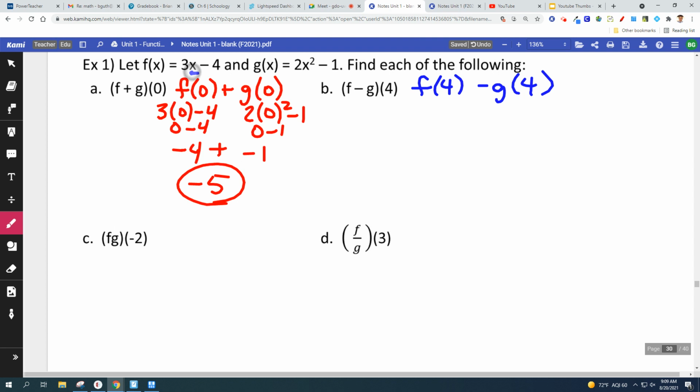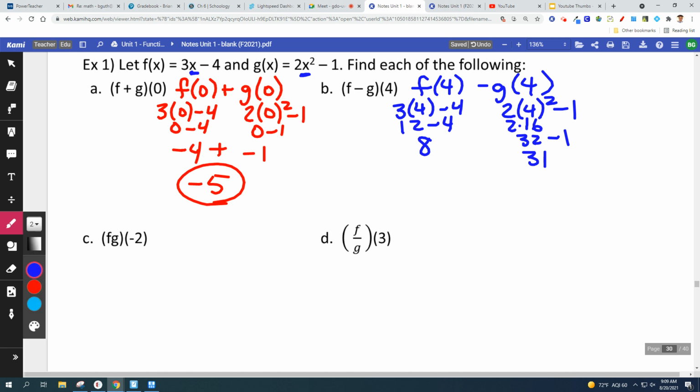F of 4, plug it into that f function. We've got 3 times 4 minus 4. That's 12 minus 4 is 8. And g of 4, we've got 2 times 4 squared minus 1. That's going to be 2 times 16, or 32 minus 1. That's 31. So don't forget, the second part of the question says to subtract them. We're going to subtract those two values. 8 minus 31, negative 23.